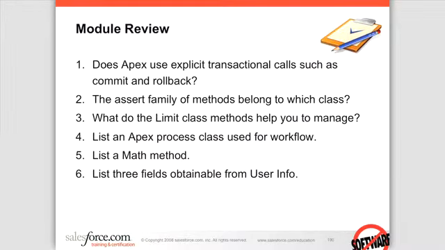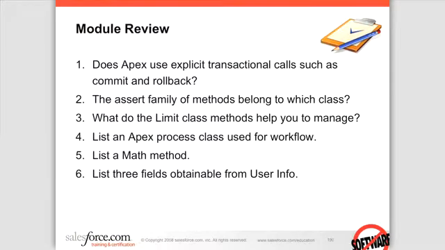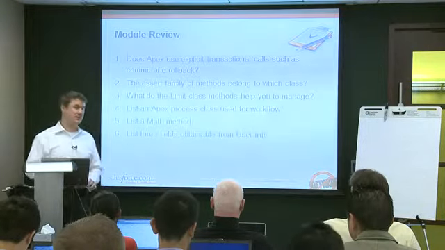Ray, what do the limit class methods help you manage? Exactly. So it's for our ability to programmatically dump out and view our current context for the governor limits. David, list an Apex process class used for workflow. Well, workflow is a generic term for things that appear as workflow rules and approval processes. So that was the process submit request, referring to our approval processes. We can also do individual workflow items, in other words, steps within our approval processes.